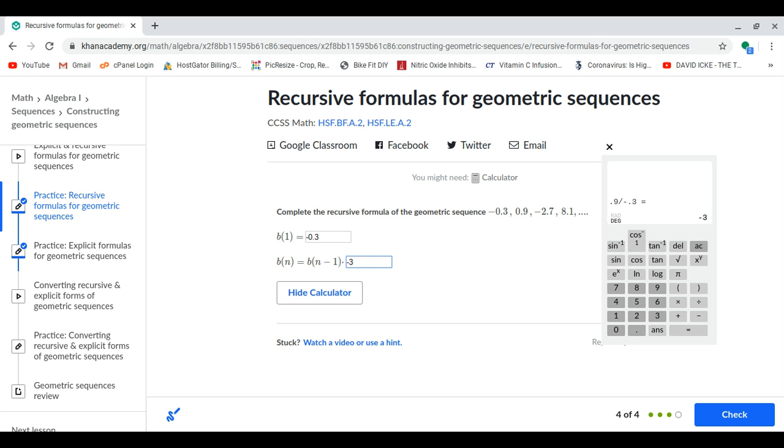Okay. Anyways, the main point here is to find the recursive formula for your geometric sequence. You find the first term, and then you find the number that you multiply the previous term by to get the next term. That's all there is to this assignment.